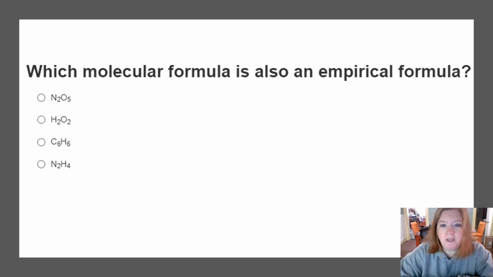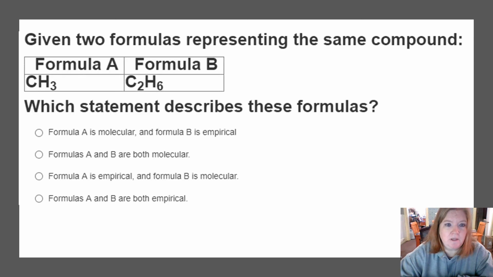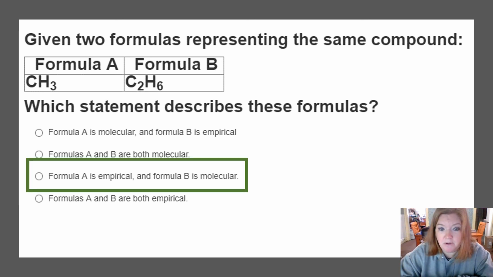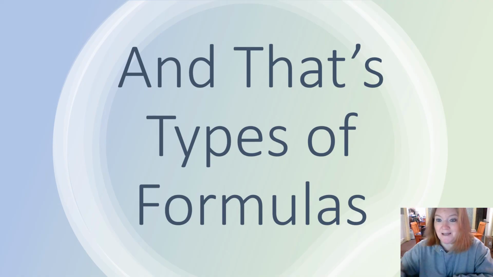Which molecular formula is also an empirical formula? So that means I can't reduce it. In order to be empirical, I can't reduce it. So there you go. Now, given these 2 formulas representing the same compound, which statement describes these formulas? Well, if you look at A, you can't reduce it. That means empirical. B can be reduced. So A is empirical and B is molecular. And there you go. That's types of formulas. Whole lot of math. Hope you learned something new.